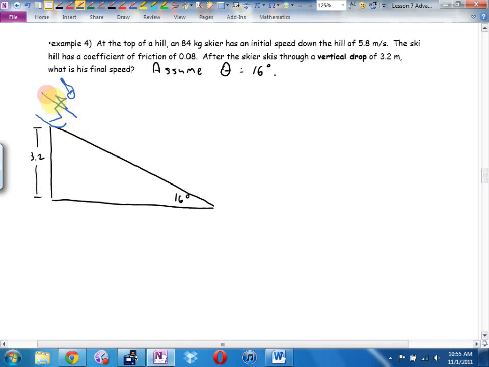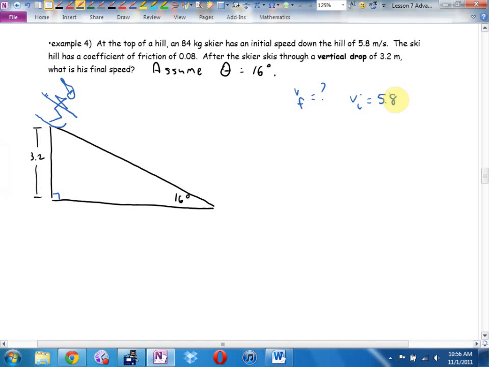Okay. How can I find his final speed? Well, that's V final. What have they told me? VI? That's nowhere near enough. They've told me the vertical distance, but have they told me the distance down here? Can I figure it out, though?